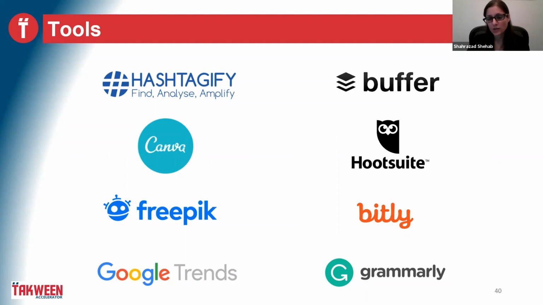Buffer and Hootsuite are platforms to manage your social media presence. You can as well schedule posts and receive reports. Bitly, this is a tool used to shorten links or URLs. And finally, Grammarly, it helps you with grammar, spelling, and punctuation.